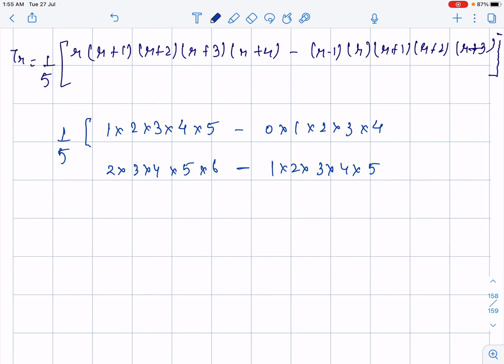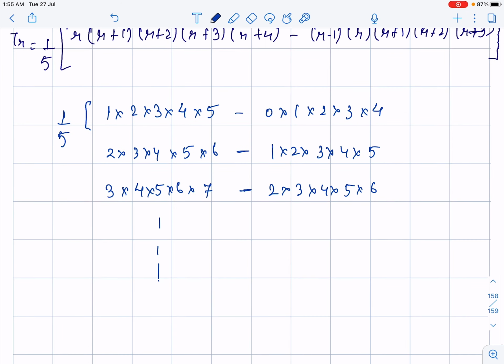Now similarly when 3 is kept, 3 multiplied by 4 multiplied by 5 multiplied by 6 multiplied by 7 will come. Then minus, 2 multiplied by 3 multiplied by 4 multiplied by 5 multiplied by 6 will come over here. And the nth term will look like n into (n plus 1) multiplied by (n plus 2) multiplied by (n plus 3) multiplied by (n plus 4) minus (n minus 1) multiplied by n multiplied by (n plus 1) multiplied by (n plus 2) multiplied by (n plus 3).